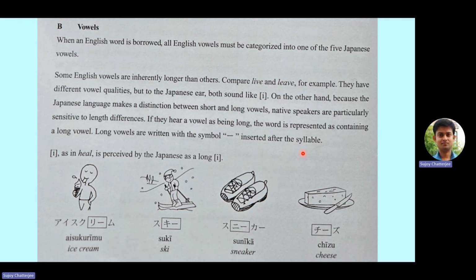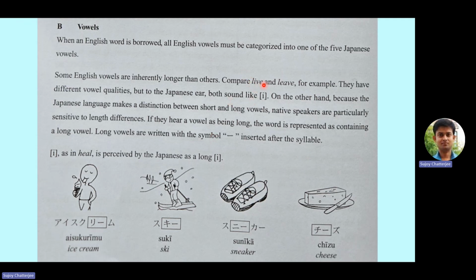Unlike other languages where there are equivalent sounds available, for example in Hindi or French or other languages, we can conveniently pronounce English words using Hindi characters or French characters or Spanish or anything. But in Japanese, because of the limitation of vowels, it's very difficult. Some English vowels are inherently longer than others. Compare live and leave, for example. They have different vowel qualities, but to the Japanese ear, both sound like E.